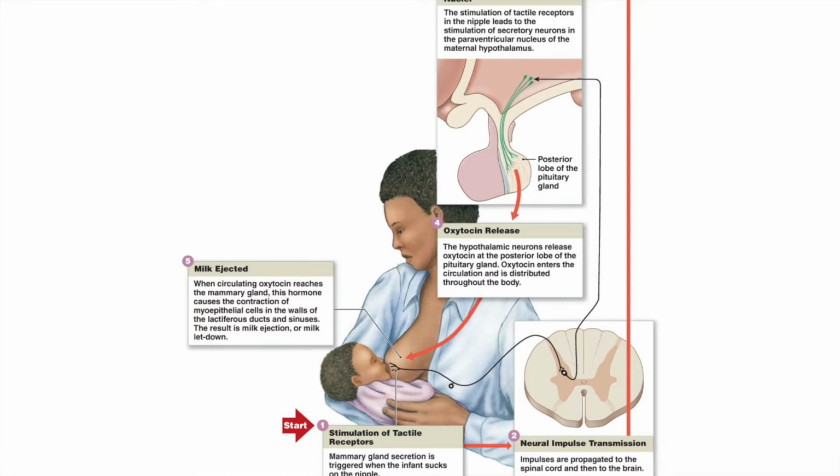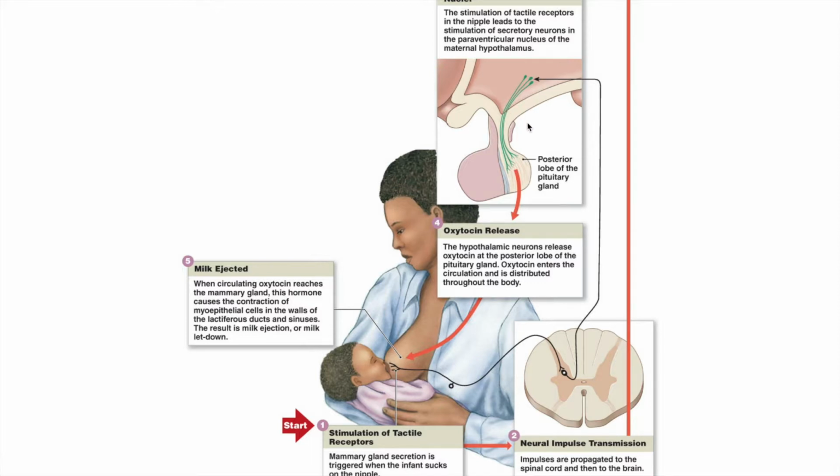After delivery, the newborn is dependent on the mother for nourishment and protection. Milk is provided through the milk letdown reflex. Mammary gland secretion is triggered when the infant sucks on the nipple. That stimulates tactile receptors. And then these signals are sent to the spinal cord and then to the hypothalamus.